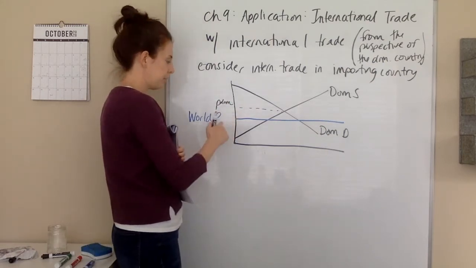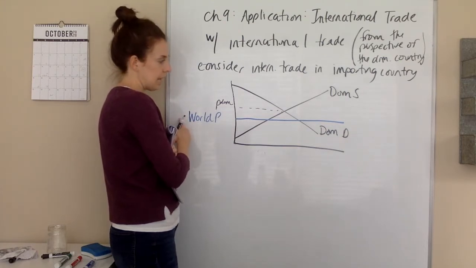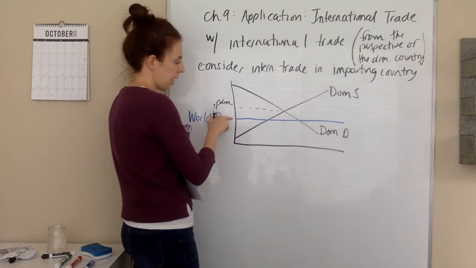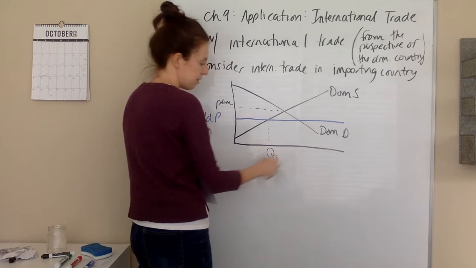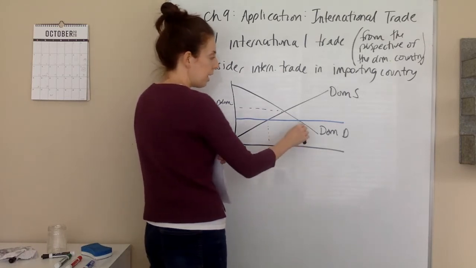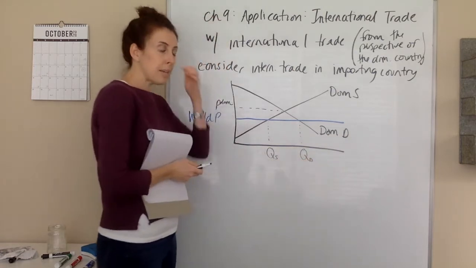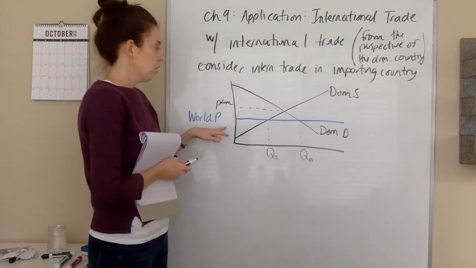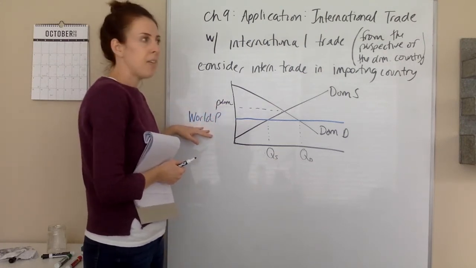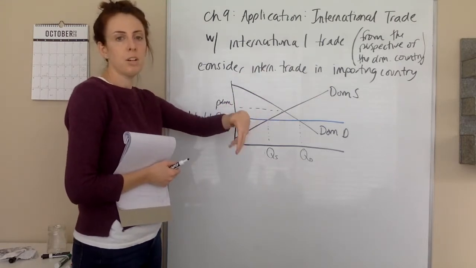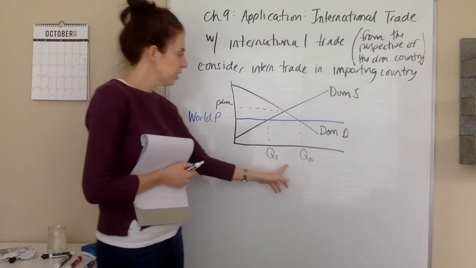So if trade happens, the domestic country is suddenly going to have to use this blue price, the world price, as the price that it faces. And so at this blue price, the quantity supplied by domestic producers is going to be low, and the quantity demanded by domestic consumers is going to be high. This makes sense because if the rest of the world is relatively good at producing something, and so the price in the rest of the world is cheap, and then we start importing that cheap thing from the rest of the world, then consumers at home are going to like those lower prices, so they're going to demand more.